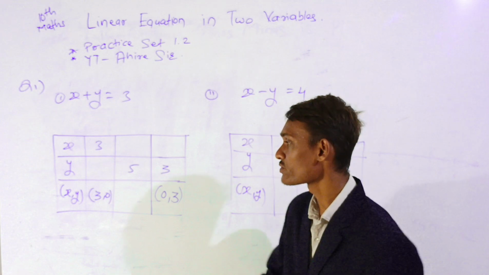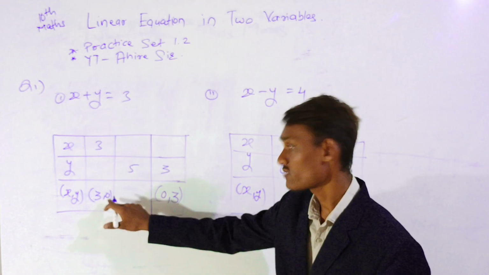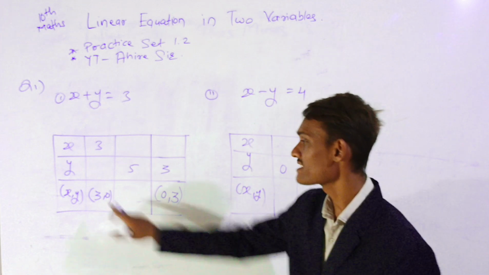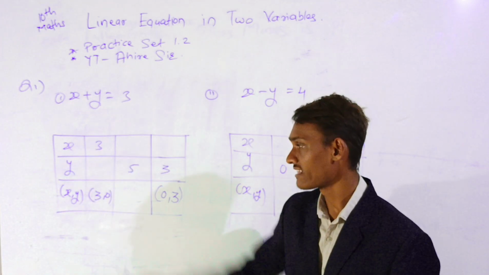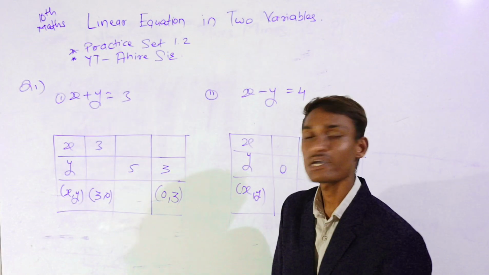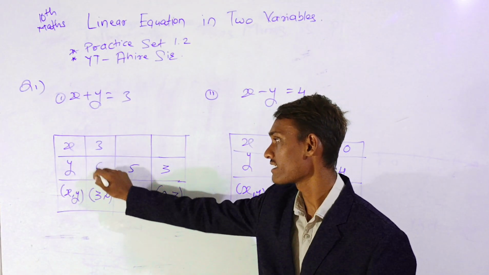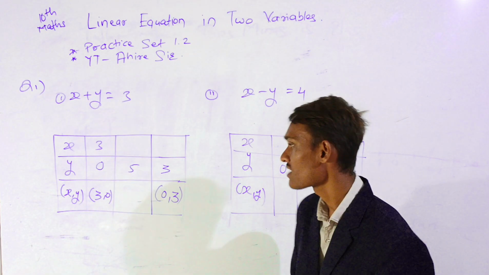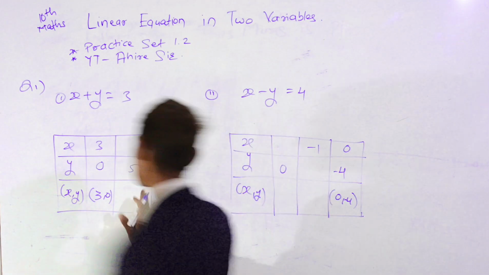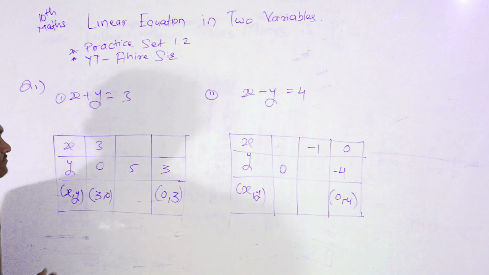Simply, see this one: 3 comma 0 is given. It means that the 3 denotes the x coordinate and this 0 denotes the y coordinate. Here the 0 is already there, so you have to write only a 0. But in this one, we have only the value of 5.